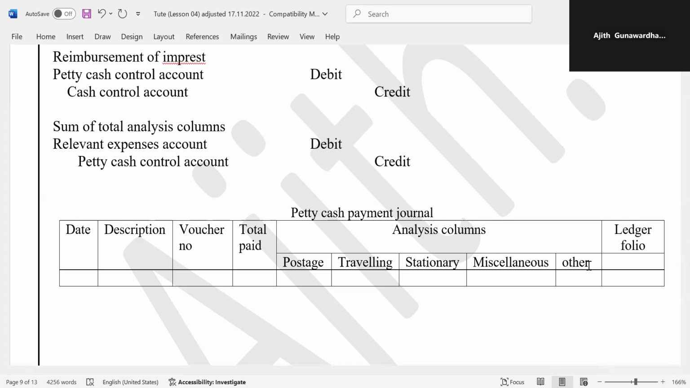Other than that, non-current items like land, building, if anything is purchased. Generally, the petty cash we maintain to make payment of a small amount of expense. A small amount of expense paid in cash should be recorded in the petty cash payment journal.